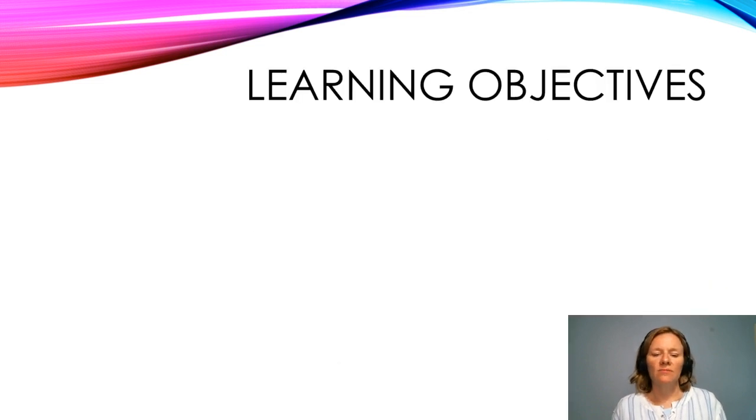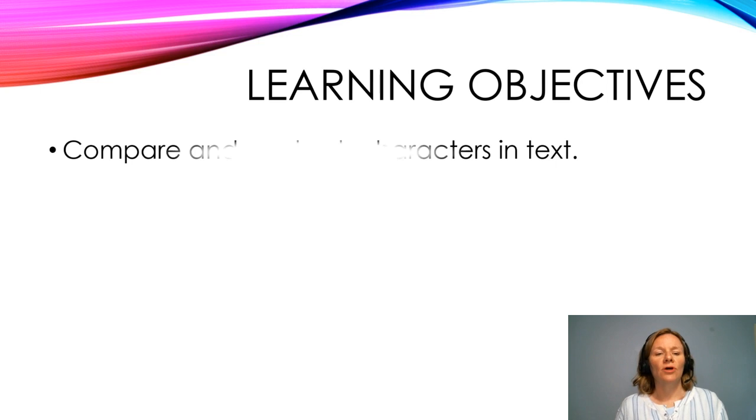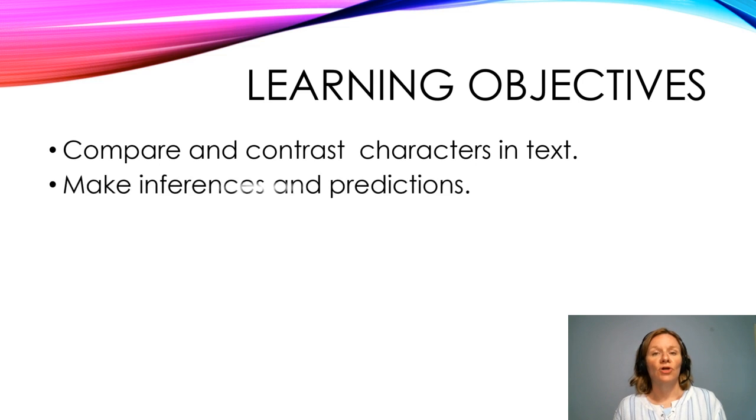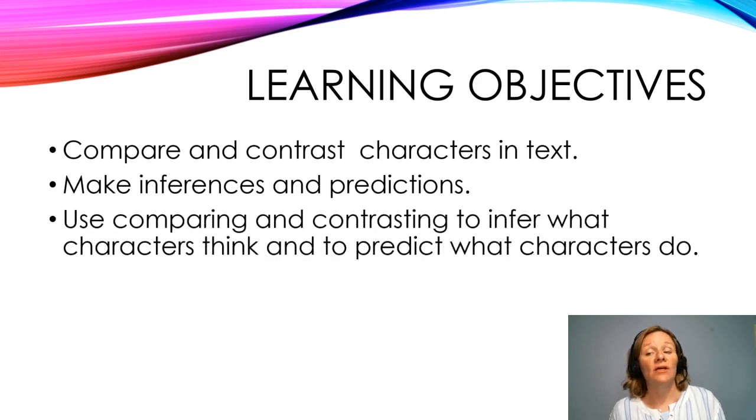All right, our learning objectives, these are the things you should know at the end of the lesson. So first, you're going to know how to compare and contrast characters in text. You're going to know how to make inferences and predictions. And then lastly, you're going to use comparing and contrasting to infer what characters think and to predict what characters do.